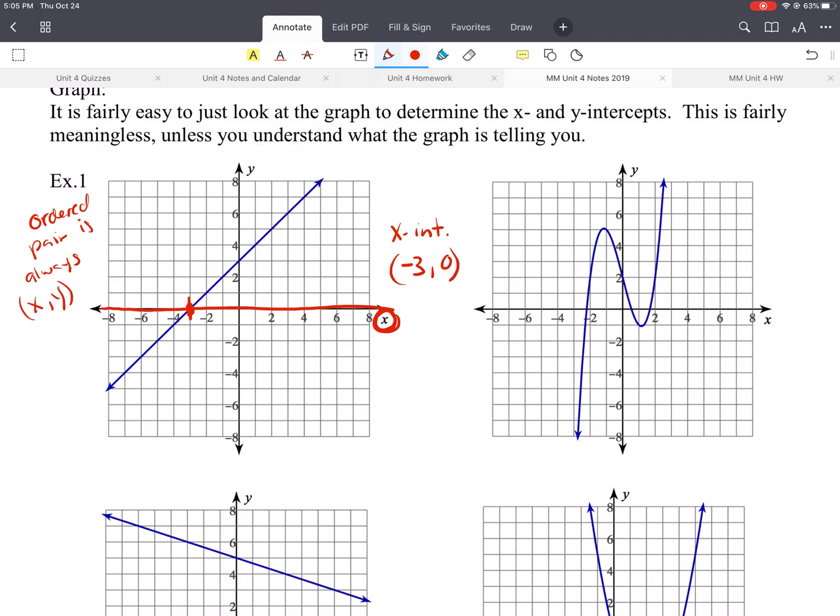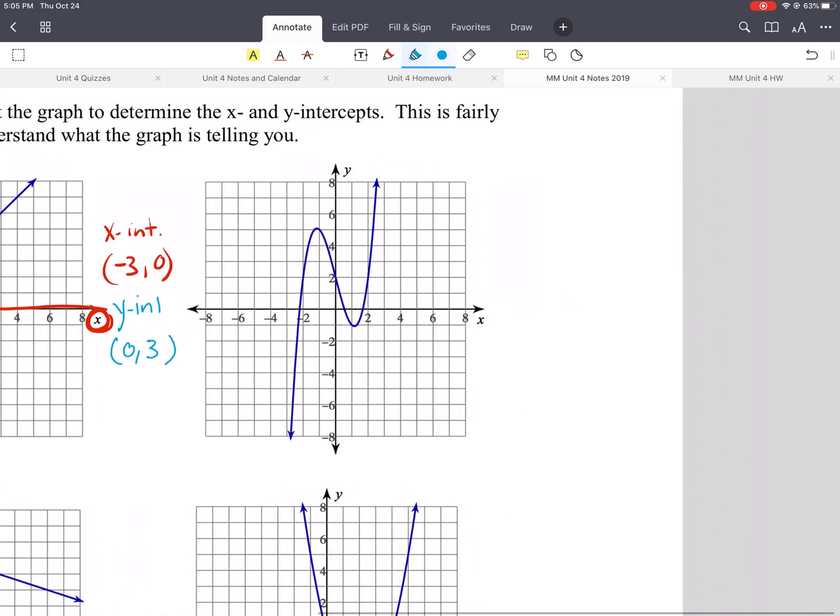Then for the y-intercept, again we're going to have an ordered pair, and it's the point where it crosses the y-axis. This is our y-axis, and it crosses at this point, which would be 3 positive, or not, sorry, x is first. So x first is 0, and the y value is 3. I can't believe I accidentally made that mistake.